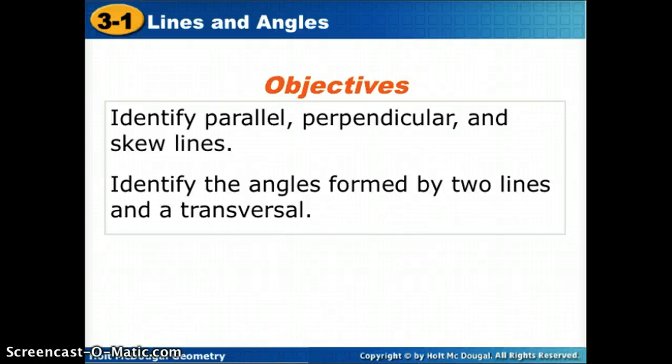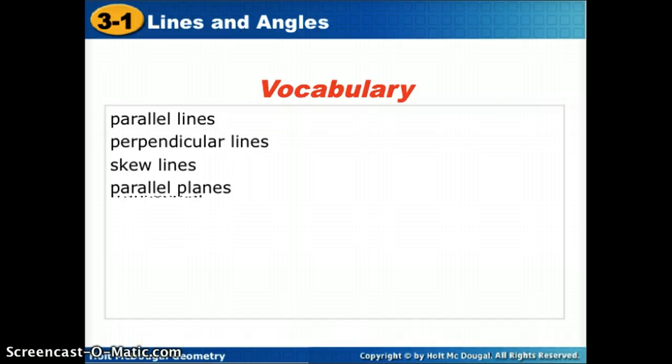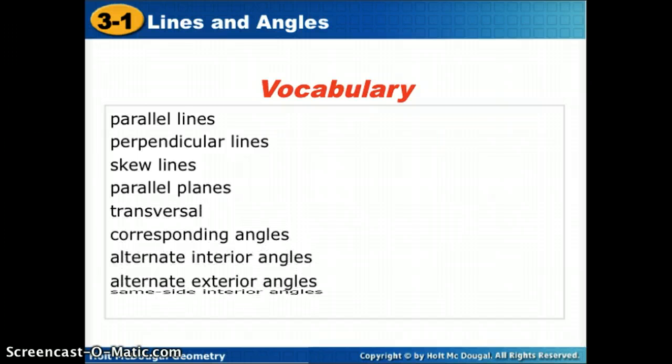Okay, this video is going to be the first one for our new unit. We are going to be working on relationships between lines and angles. So we're going to start with identifying parallel, perpendicular, and skew lines, as well as identifying the angles formed by two lines and a transversal. So a bunch of new vocab words that we will work on throughout this. And you will have a vocab sheet that you can add these onto as well.